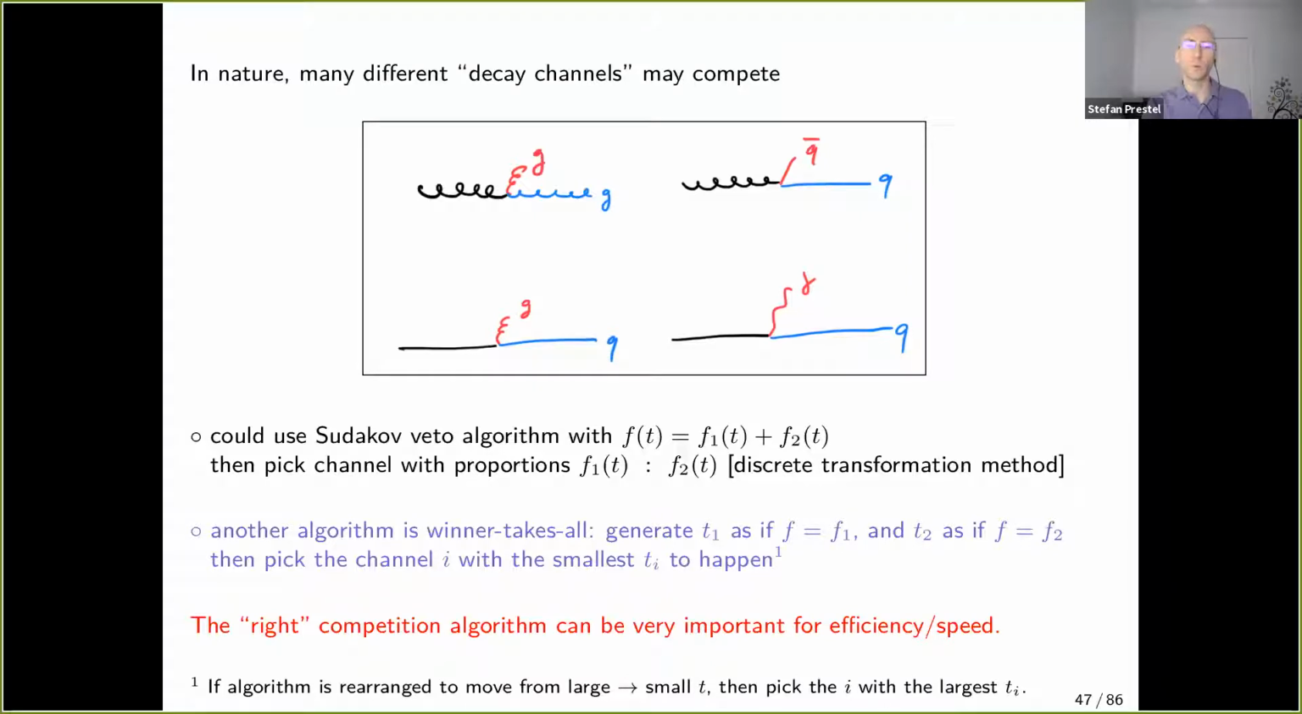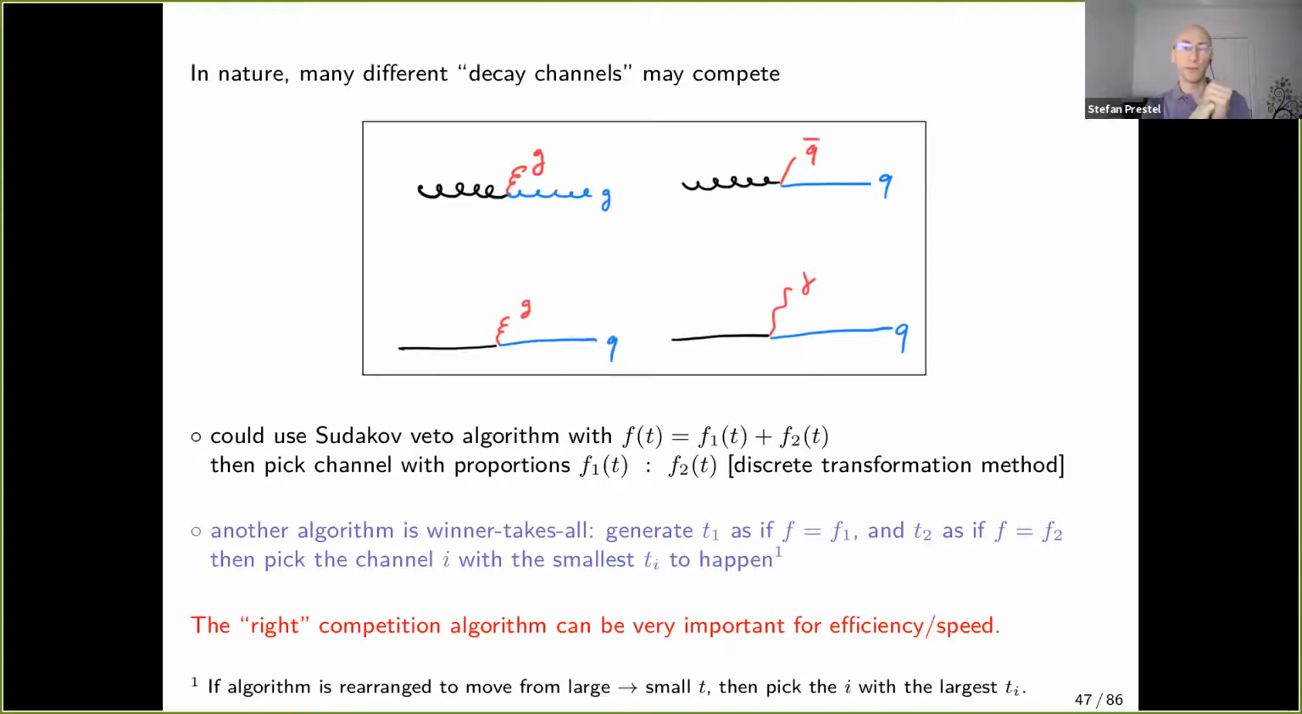So what you could do is use the Sudakov-Veto algorithm with a more complicated function from which you want to draw decay scales. That, for example, includes F1 and F2 for two different types of splittings. You produce a decay scale, and then you pick the channel that you assign to this decay scale in proportion to the respective probabilities of the decay channels.